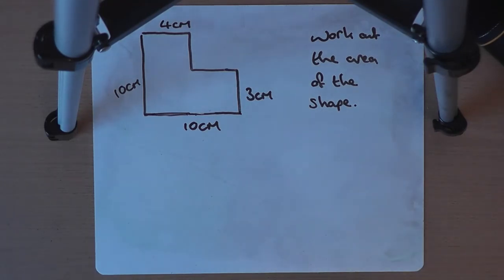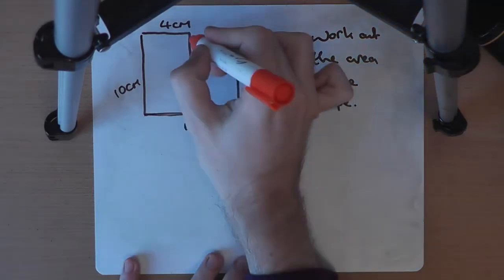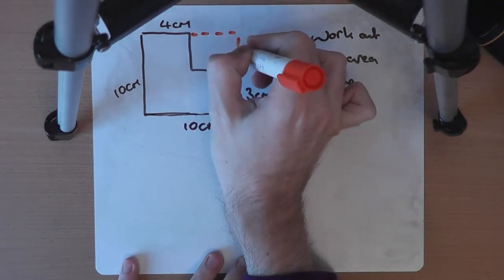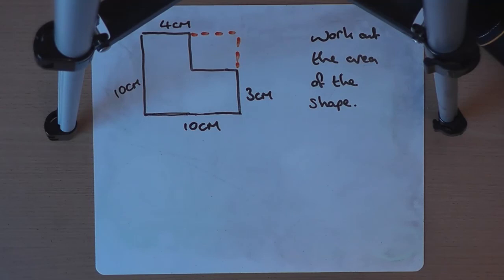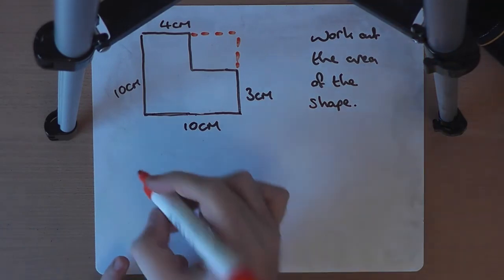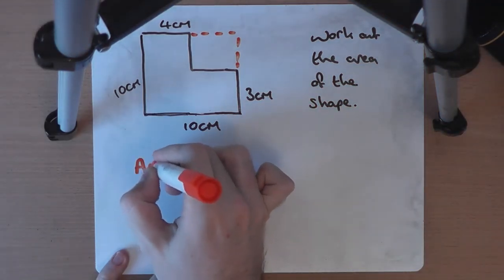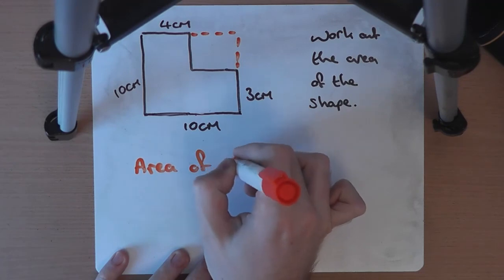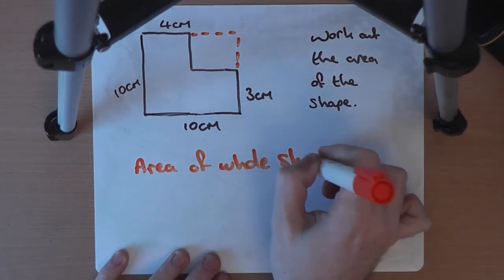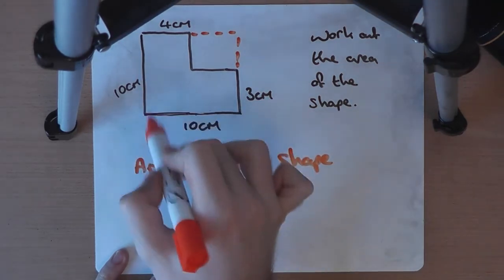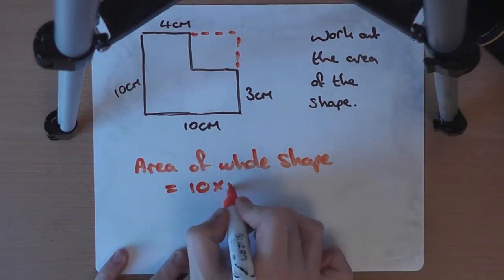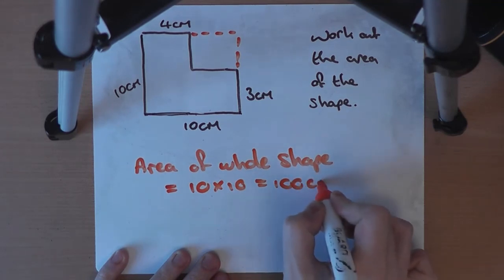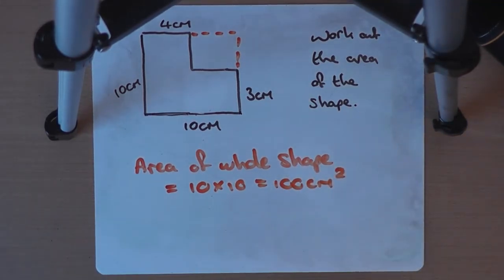So if the first way is to cut the shape up into bits, this second way is more of a let's make it complete. What I'm going to do is add in this bit here. I'm going to add that back in because now we are looking at one whole shape. And I'm going to find the area of that whole shape. Well, it's a square now. It's 10 centimetres across and 10 centimetres tall. It's going to be 10 by 10, which is 100 centimetres squared. But that's not very helpful to us because we didn't want the whole shape, we just wanted this L shape.